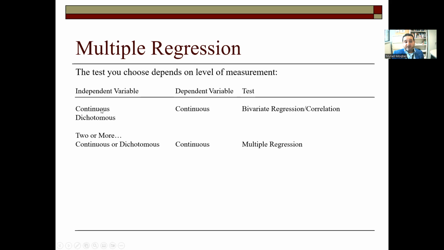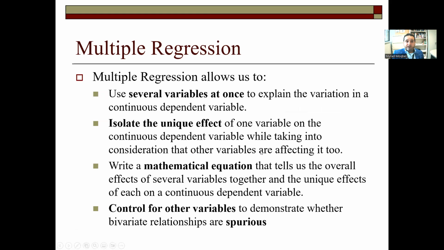So if we have one independent variable and one dependent variable, we call that simple regression or bivariate regression and correlation, right? But if we have multiple independent variables, whether they are continuous, like height and weight, or dichotomous, like gender, or minority or not minority, just zeros and ones, right? And we have a dependent variable that is continuous, then we call that multiple regression.